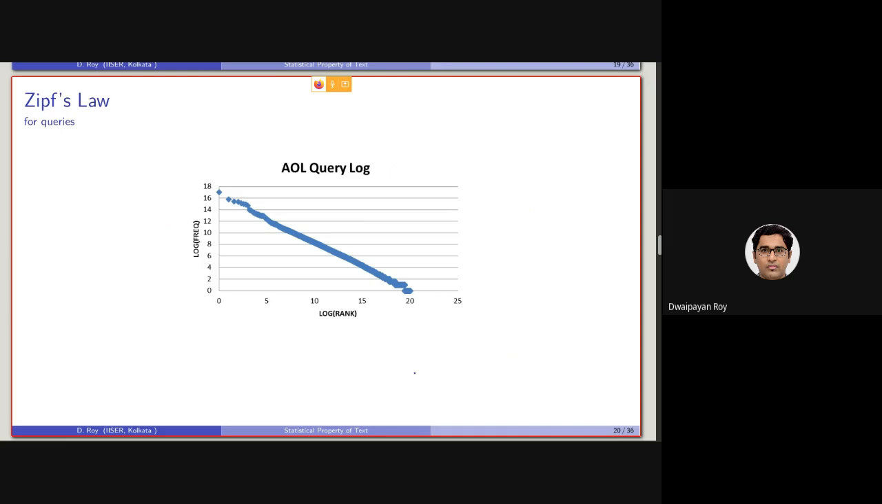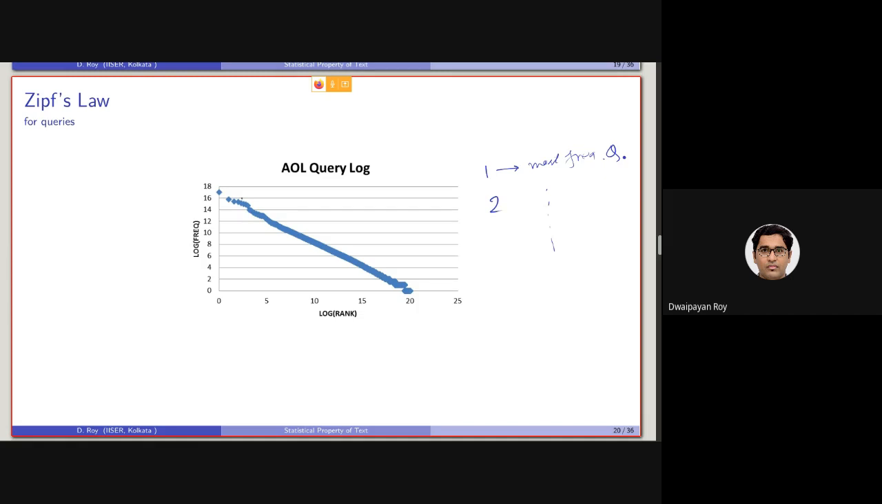So what they have done is keep all the queries in the query log that the users of the AOL search system submitted to the system. They first sorted the queries based on their frequency and put a rank. So rank one is the most frequent query, rank two is the next frequent query, and so on. And if we make a plot like this, it will look like this.